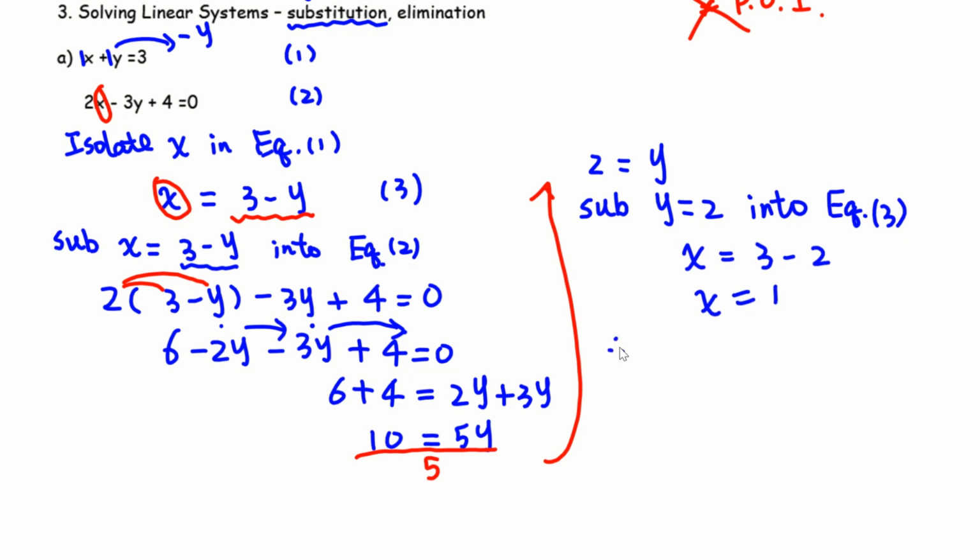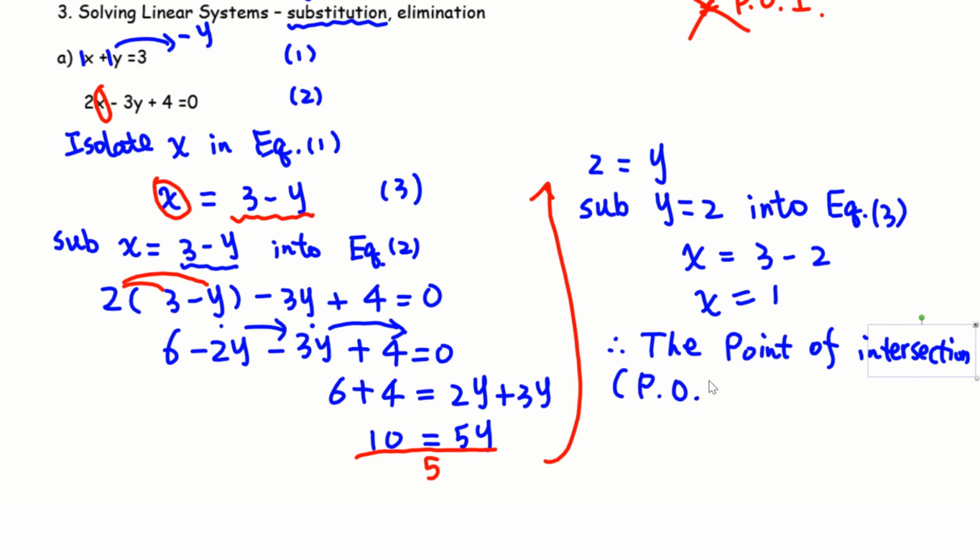Then we are going to write a statement. Therefore, the solution is what we call the point of intersection, or in short form, P.O.I. Point of intersection is, remember, x first, y second, as xy coordinate. So then this question is done.